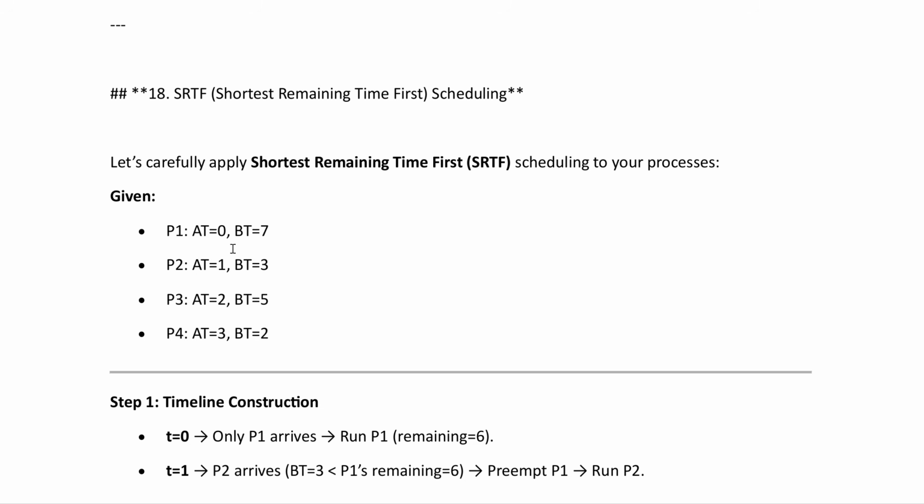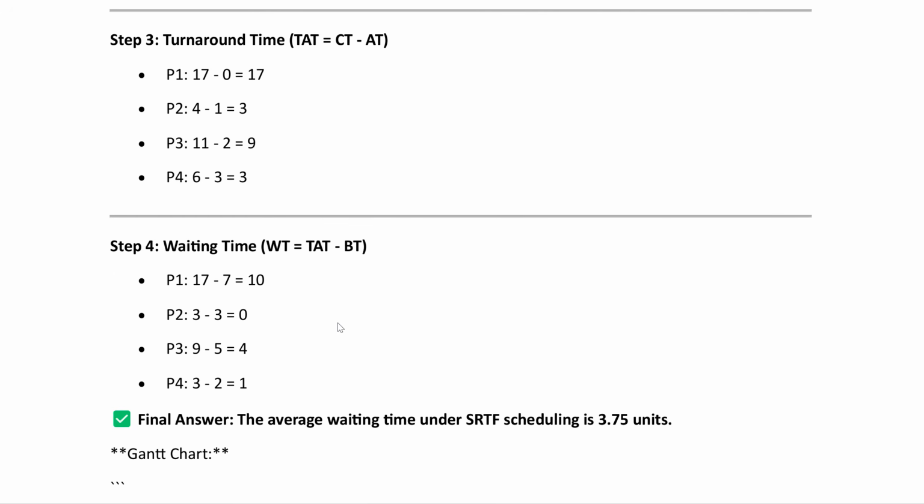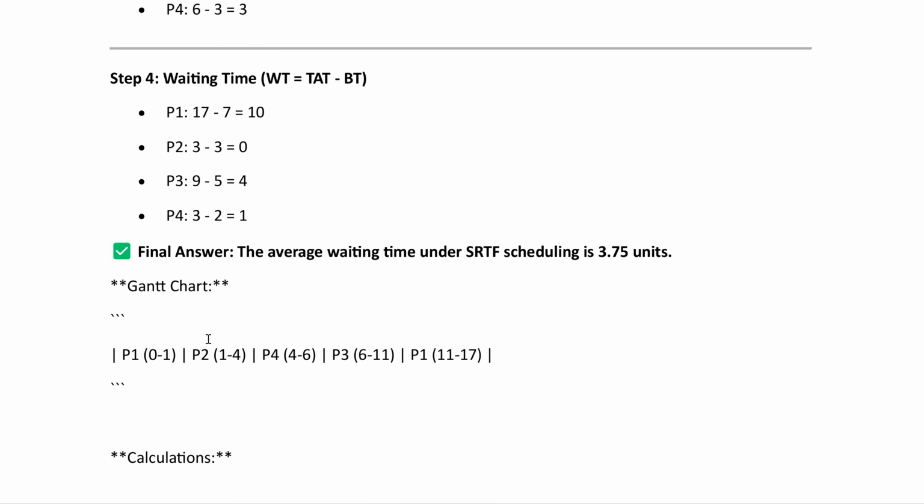So at arrival time 3, P4 arrived, but the remaining burst time of P2 is what? 1, and burst time of P4 is 2. So P2 will not be preempted because remaining burst time of P2 is 1, which is less than the burst time of P3 or P4. So P2 will run entirely for 3 units of burst time, as you can see in the Gantt chart. That is, P2 will complete its execution at time unit 4.